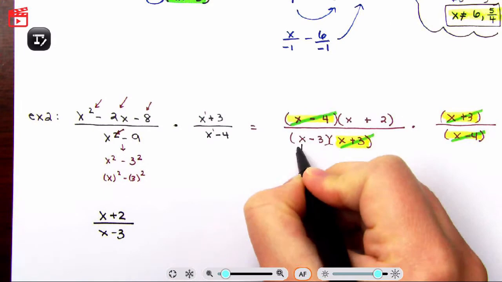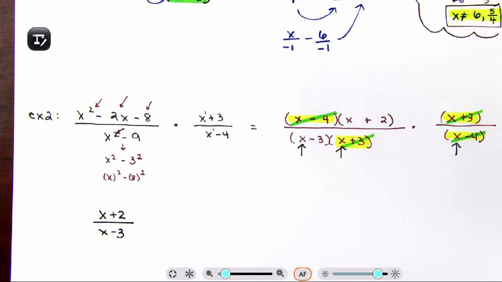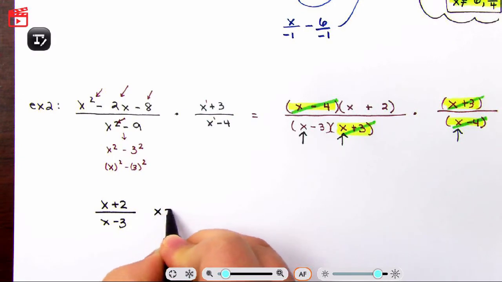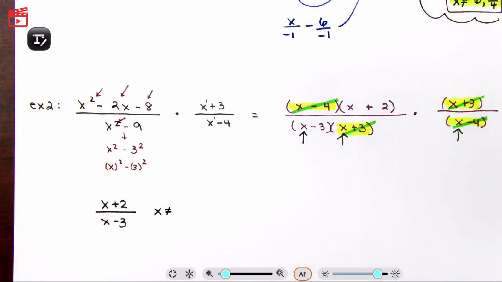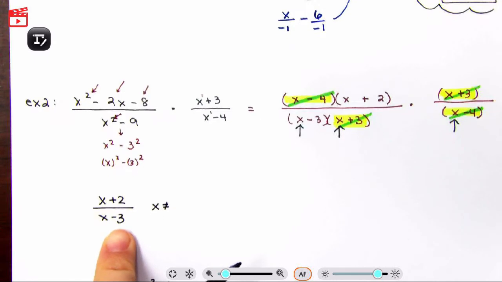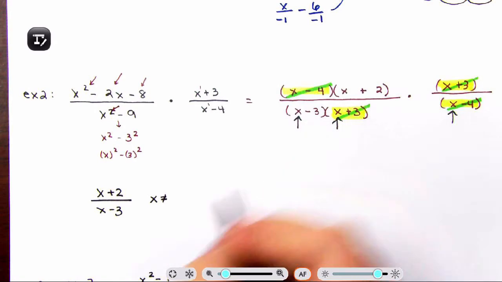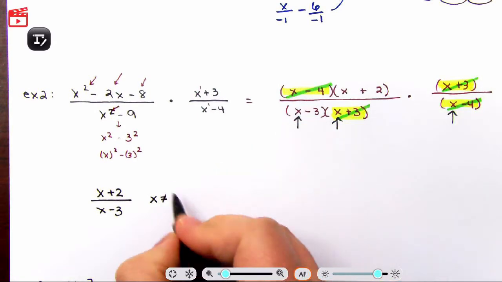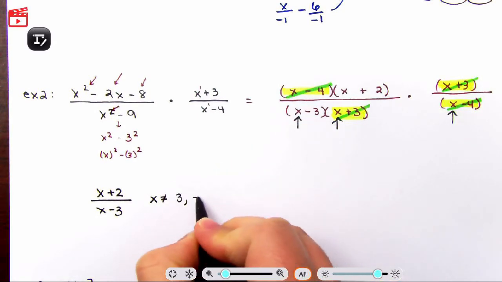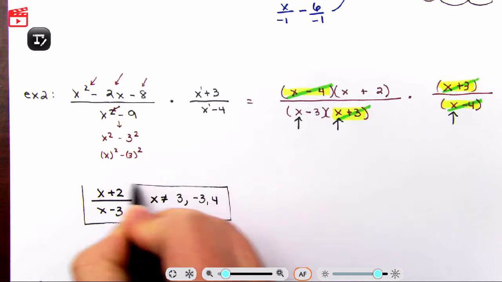Something I didn't do is I did not state my excluded values. So make sure that you're doing your excluded values before you're crossing things out. Because now, if you look at your final answer, you're noticing there's going to be a lot of bubbles missing because you've already crossed them out. You're simplifying them. So what can x not be? This one, x cannot be 3. This is -3 and +4. So this is your final answer.